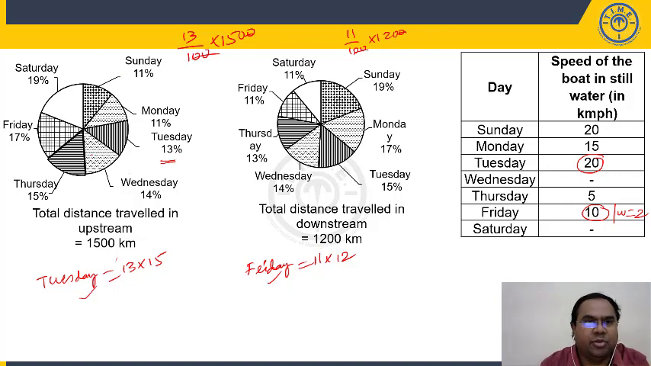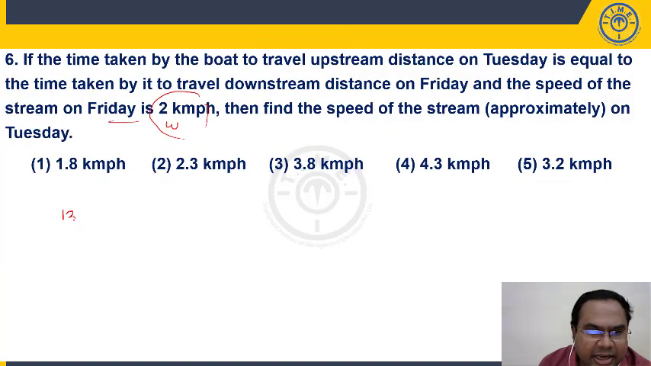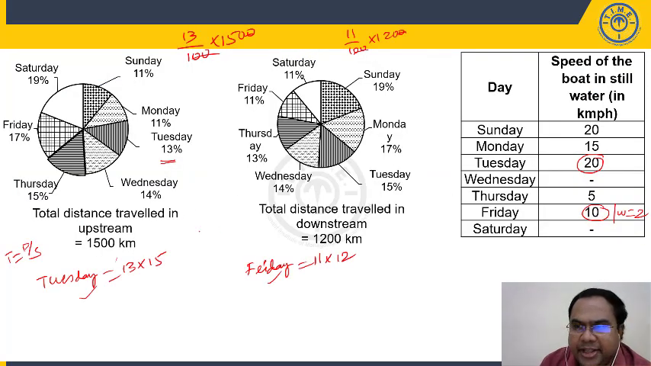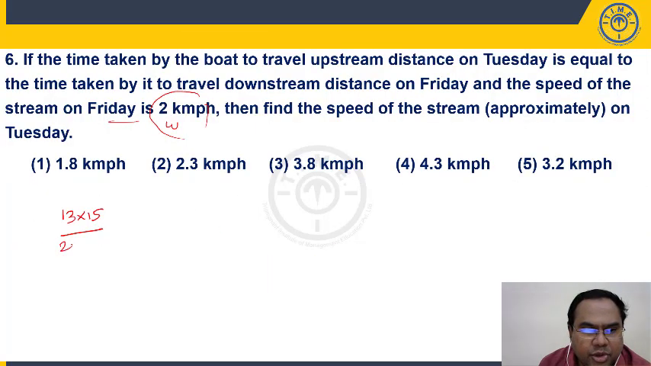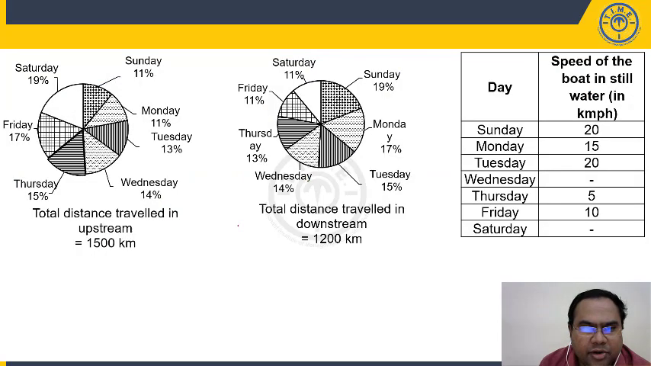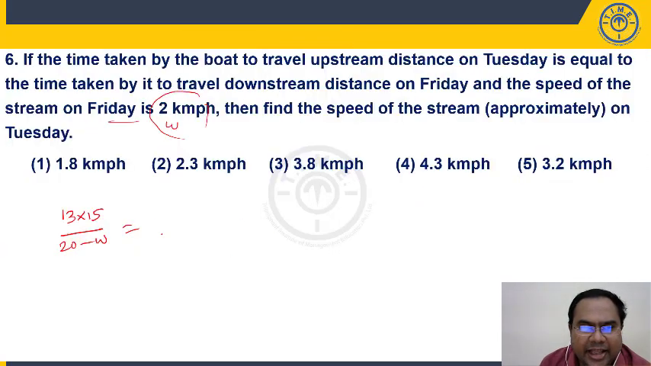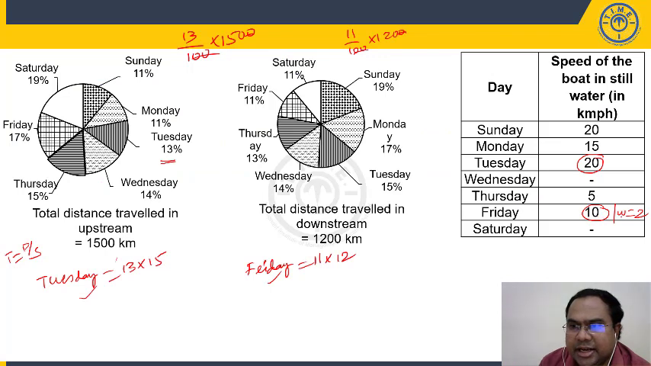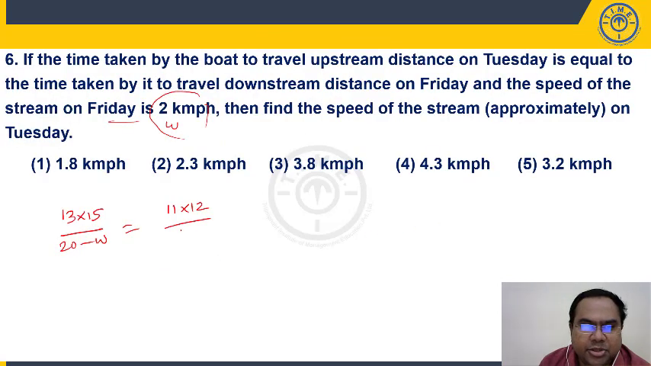So what is the time formula? Time is equal to distance by speed. So what is the distance traveled on Tuesday? 13 into 15 by speed. Upstream speed is B, which is 20, minus W, we don't know. So 20 minus W is equal to Friday. What is the distance traveled on Friday? 11 into 12 by speed. Speed is how much? W is 2. This is 10. Downstream will be B plus W, 10 plus 2, this will be 12, right? So we need to find out the speed of the stream on Tuesday, right?